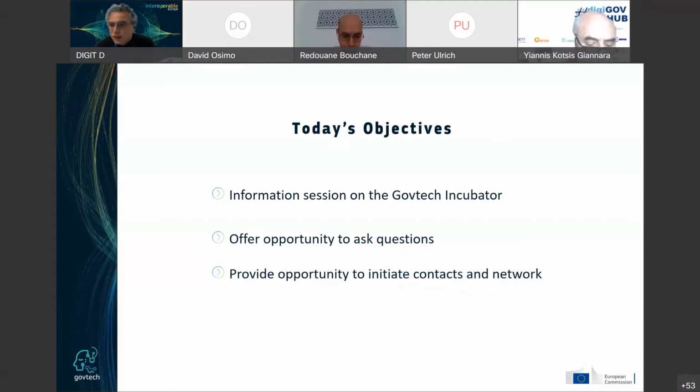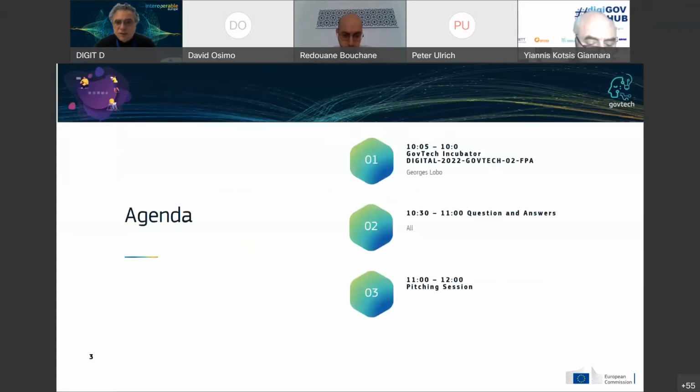an opportunity to initiate contacts. You know that we have offered participants to pitch, and so far, but I will come to that, there were quite a number. So I will try to be brief. Here is the agenda. We are starting with the first half hour, 25 minutes, where I will present the call, what we are looking for, some tips, and where to find information.